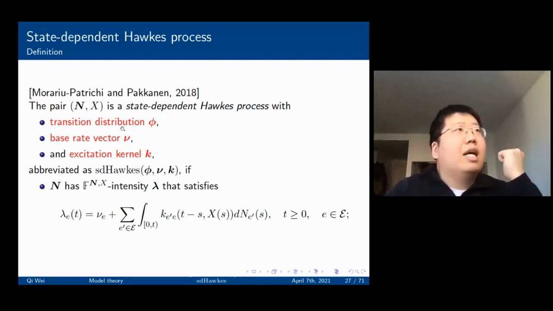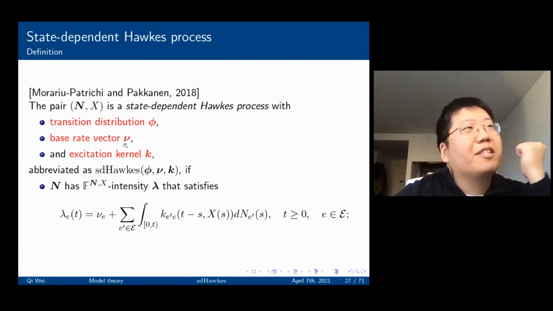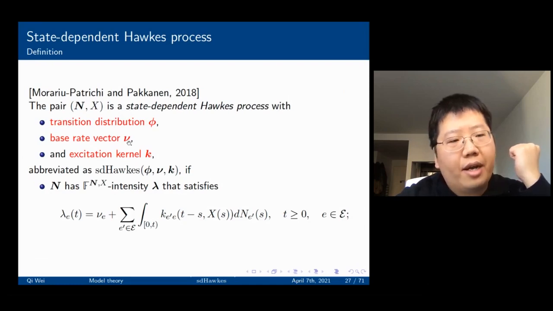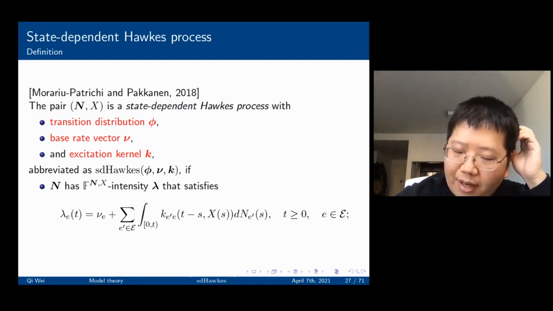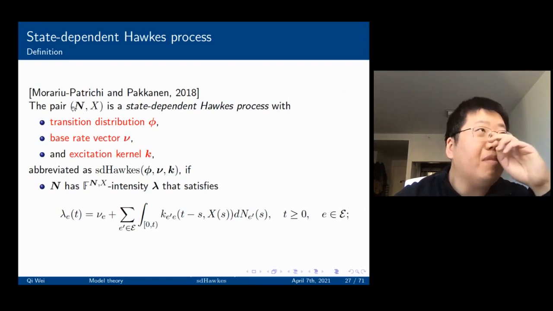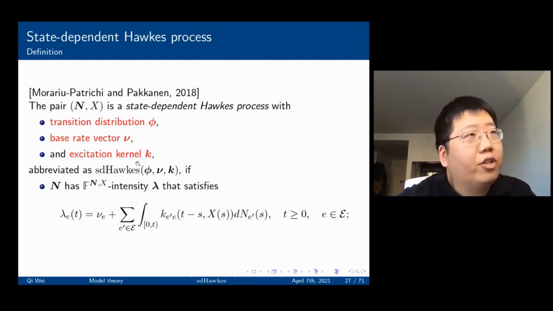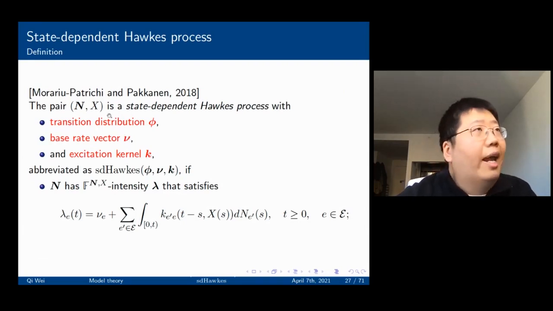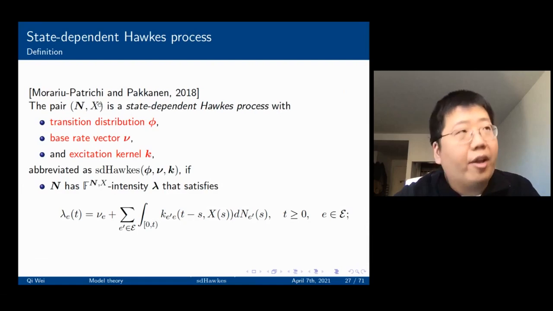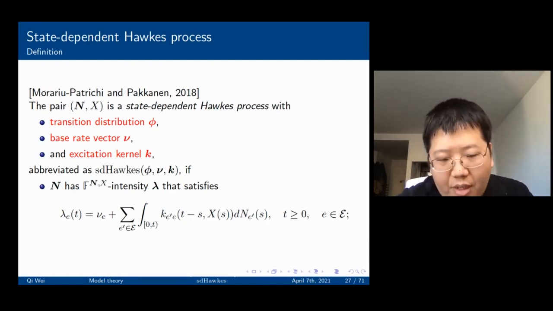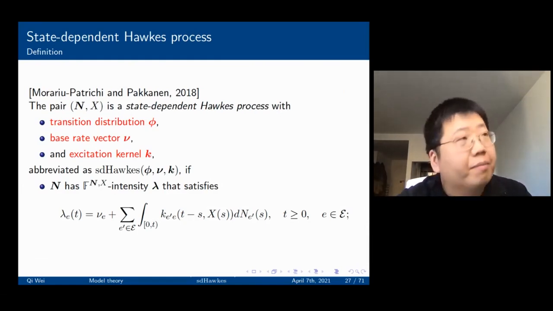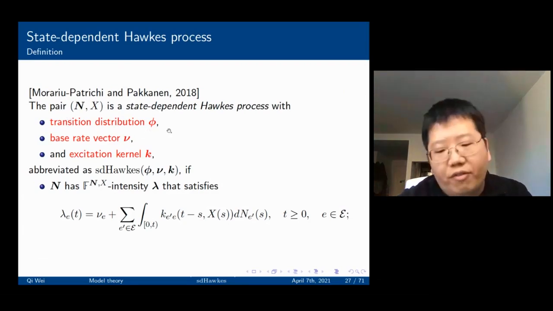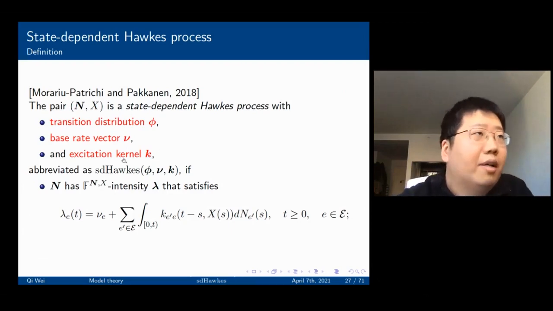So what is this? Let me first explain these two parts. The base rate vector, if you remember, is the baseline, background intensity part of the point process. And the excitation kernel, which I have explained, characterizes the influence of events on each other. And X is the state, and it follows a Markov transition matrix. It basically is a Markov chain, and this transition distribution phi characterizes how the state will jump.